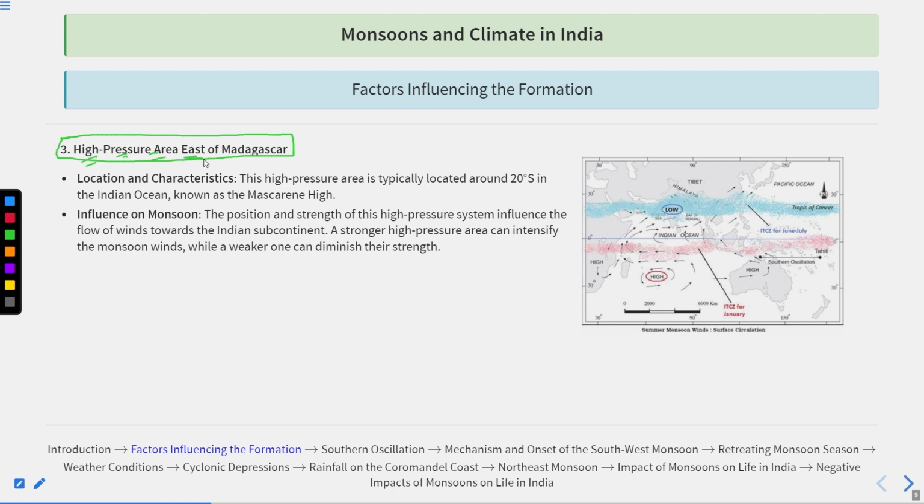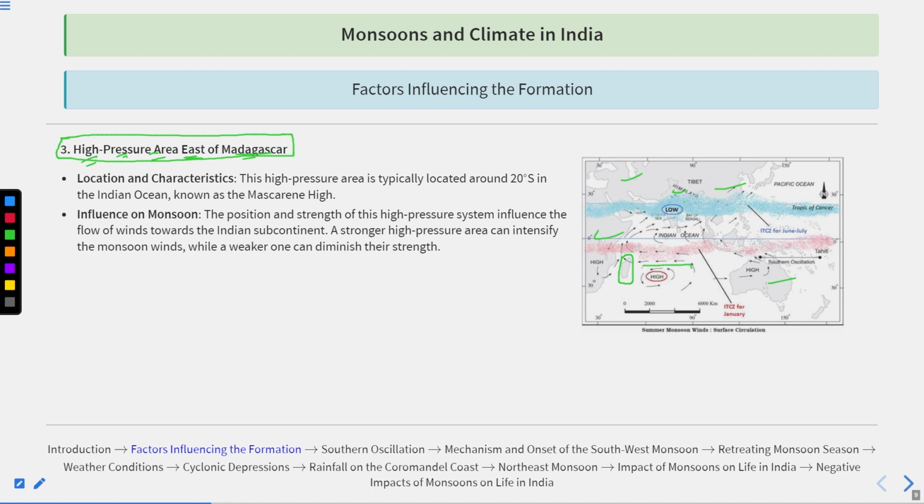Thereafter, now we have the high pressure area east of Madagascar. So where is Madagascar? Here, if you look at this map, this is Africa, this is our India, this is Australia, this is China, and these are the Middle Eastern countries. Near Africa, here you can see there is a small island that used to be a part of this main country. If you look at this boundary and this boundary, you will find that both are connected to each other. So this small island is known as the island of Madagascar. Got it? Alright.